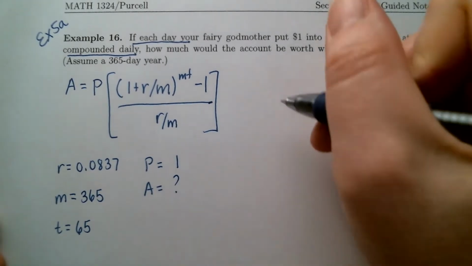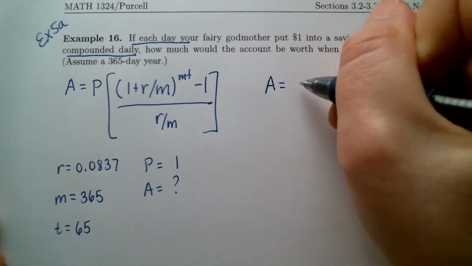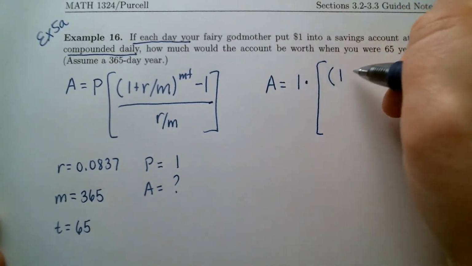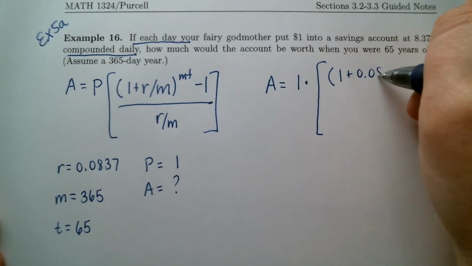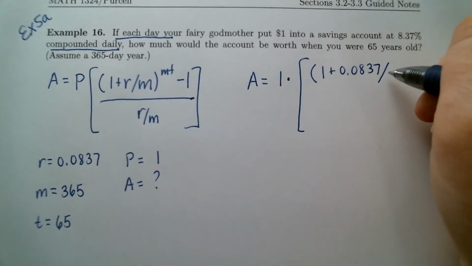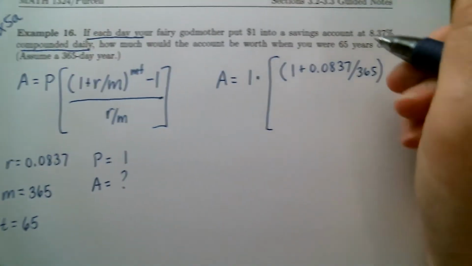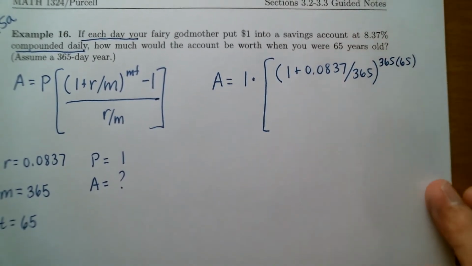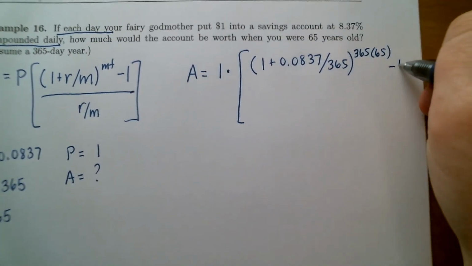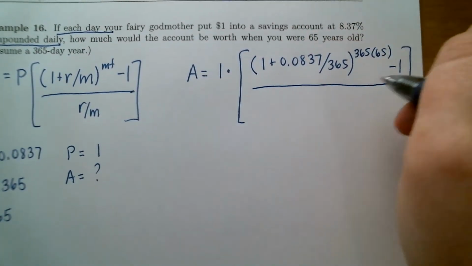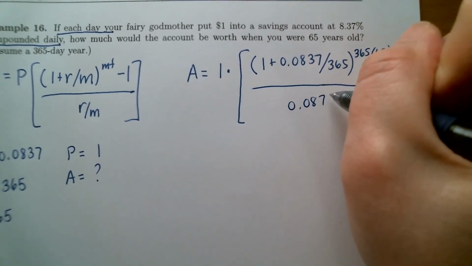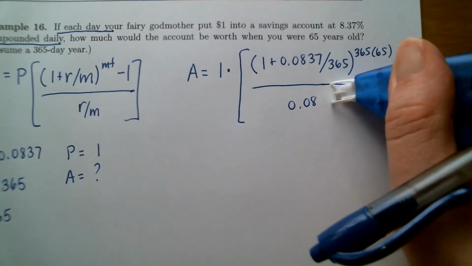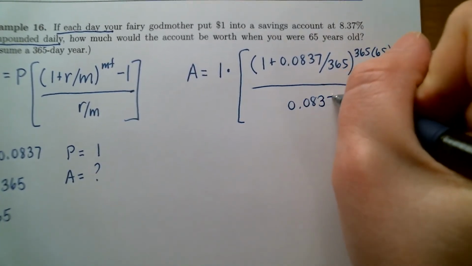So let's go ahead and plug everything in. We're going to get 1 times, in parentheses in the numerator, 1 plus 0.0837 divided by 365, raised to the 365 times 65th power. You have to subtract 1, so squeeze that in, and then divide by R over M. So this is what it's going to look like if you set this up.